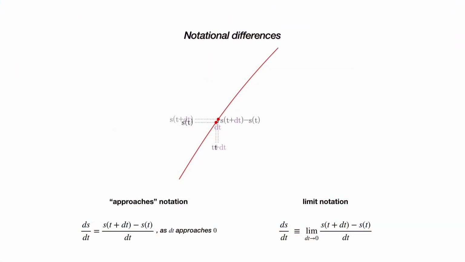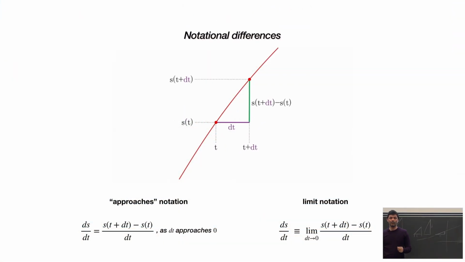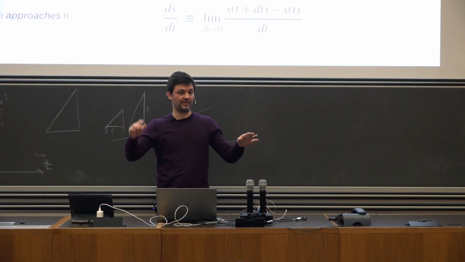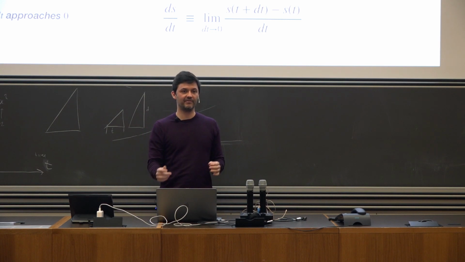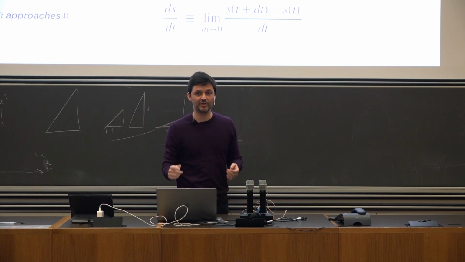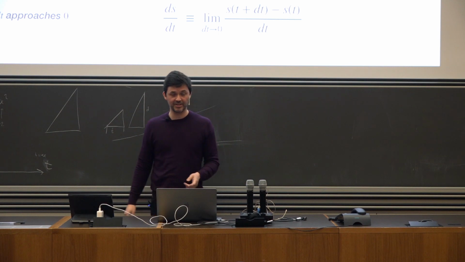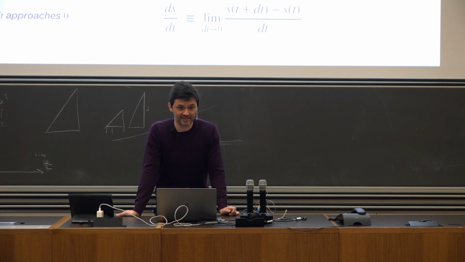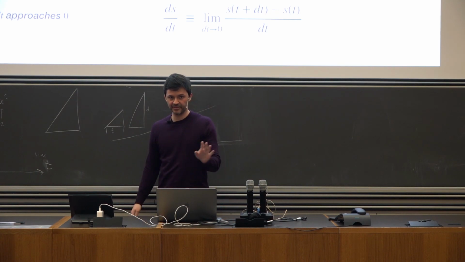Derivative is not this ratio. Derivative is what this ratio is approaching. So derivative is not about this is black, this is blue. Derivative is the question. When someone asks you what is the derivative, he's asking you, she is asking you, what this ratio is approaching, not what it is. Yeah? I will finish in 1 minute.